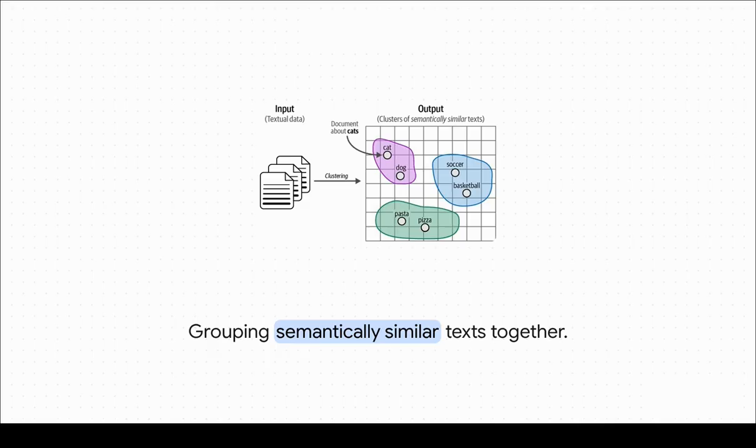Let's look at the absolute fundamentals here. Text clustering essentially takes a messy pile of input documents and groups them into a neat output based purely on their semantic meaning. So, if the AI reads a document about cats, it naturally places it near documents about dogs. A document about soccer, that goes near basketball. And it's not just matching exact words. Modern language models genuinely understand that soccer and basketball share the overarching abstract concept of sports.